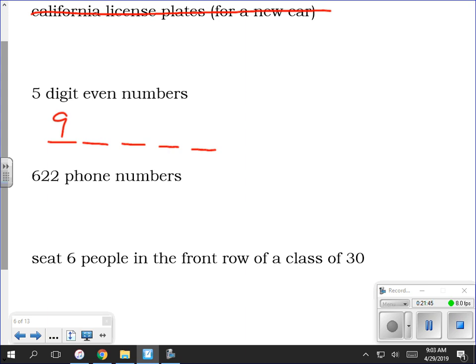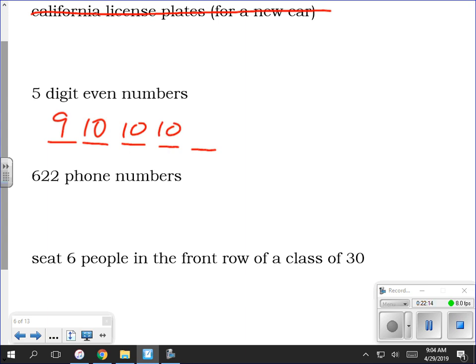I do have restrictions. My first number cannot be 0, because if I have 0 for this first number, it's no longer a 5-digit number. It'll now be a 4-digit number. But I can have 10 choices here: 0, 1, 2, 3, 4, 5, 6, 7, 8, 9. I don't have to have 1 through 9. I can have 0 there as well. So I have 10 choices here. How many for the next one? 10. How many for the next one? 10.